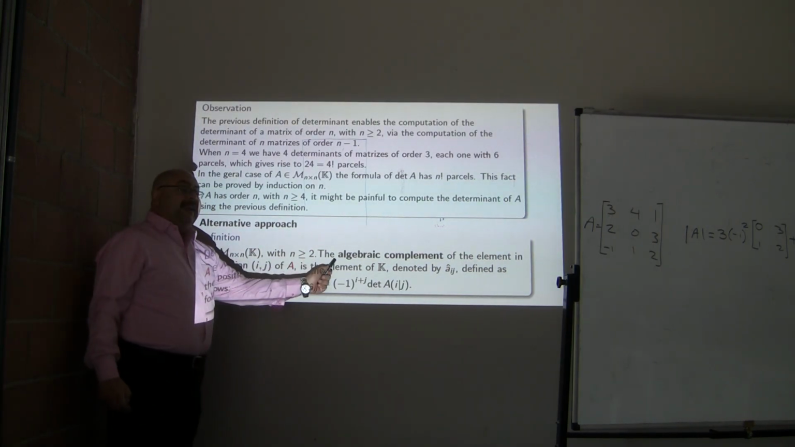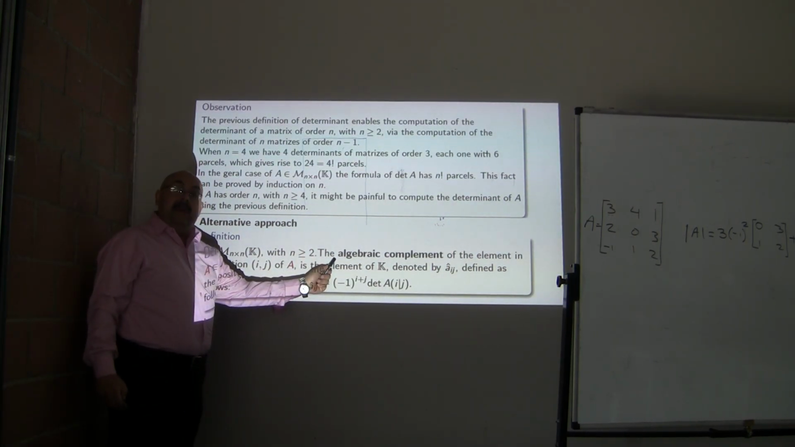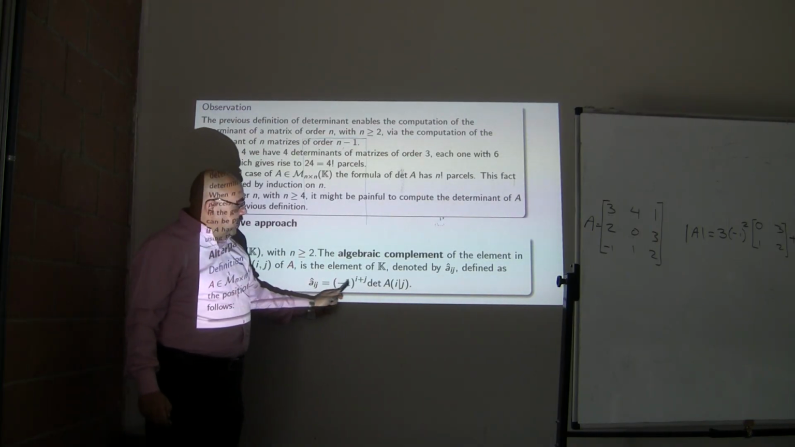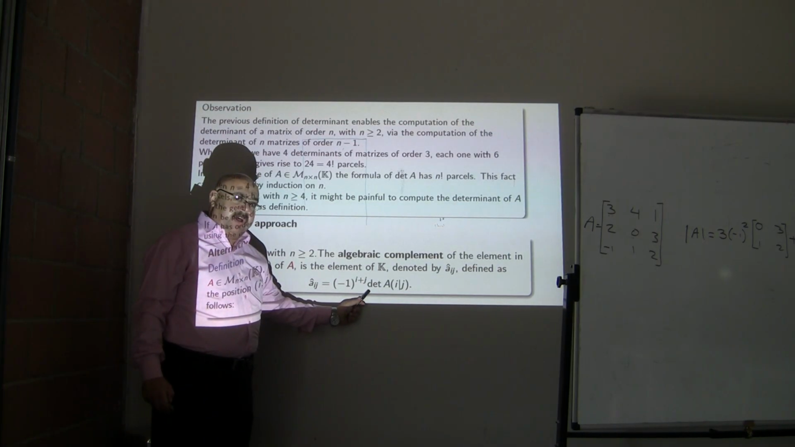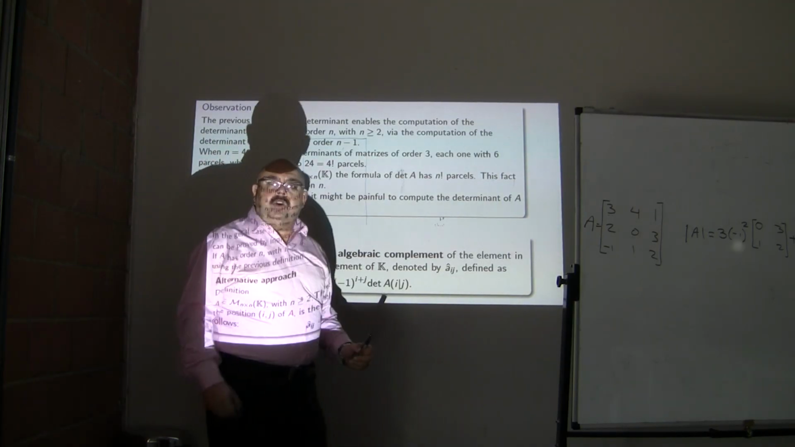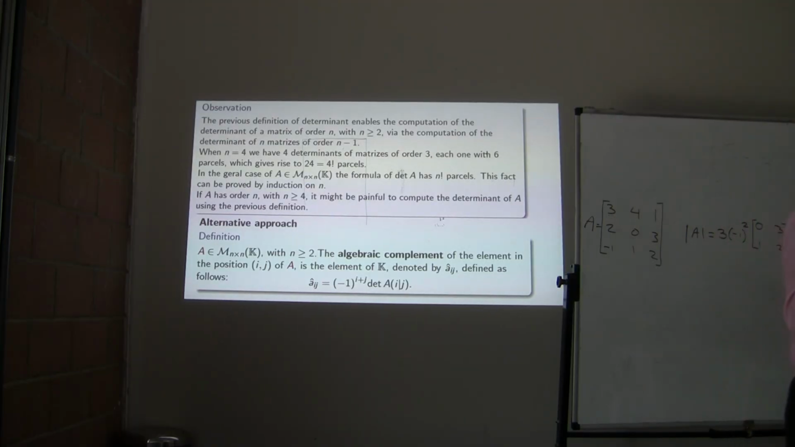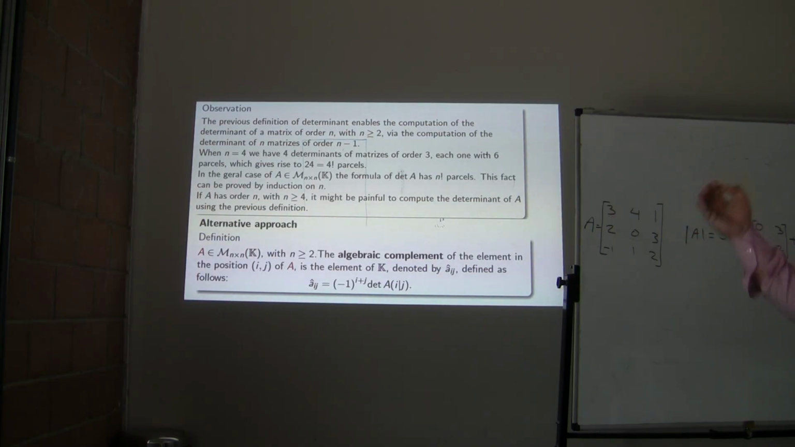What's an algebraic complement? The algebraic complement means multiplying negative 1 to the power of i plus j by the determinant of the matrix assigned to element i, j. I'm giving you all of this information, although you already know it, in order to introduce specifically what an algebraic complement is, because you may be asked about it in the exam.